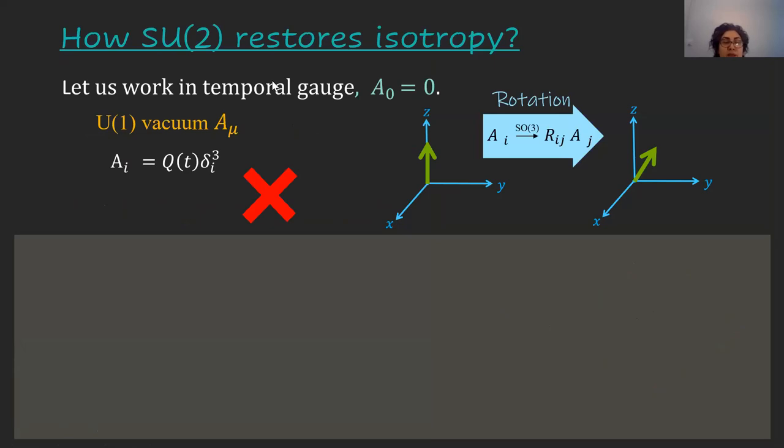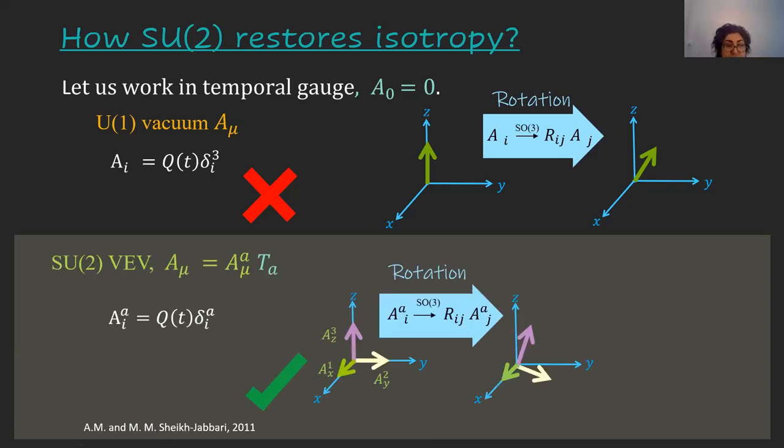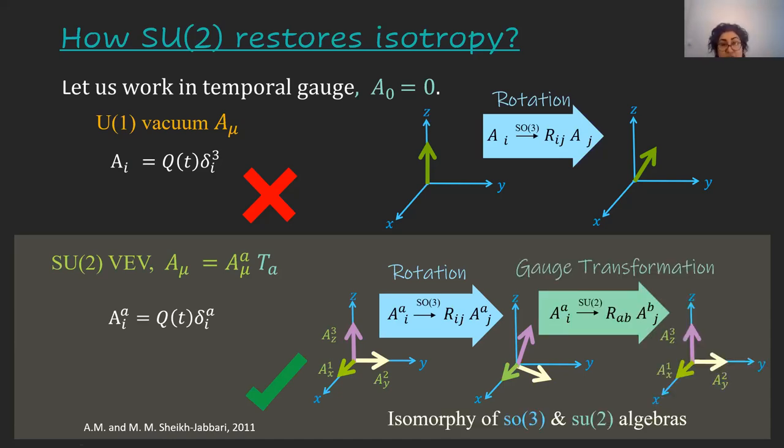Okay, let's go to the temporal gauge, so we set A_0 to zero. For a U(1) gauge field, which has a homogeneous solution, let's say in the direction Z, once we rotate the space, it will rotate like a vector and it will break the spatial isotropy. With the SU(2) gauge field, of course, it's also a vector, so under a rotation, it will also rotate like a vector. So now we have three different colors of a gauge field, and by a rotation, each of them will rotate like a vector. But there is something interesting about SU(2).